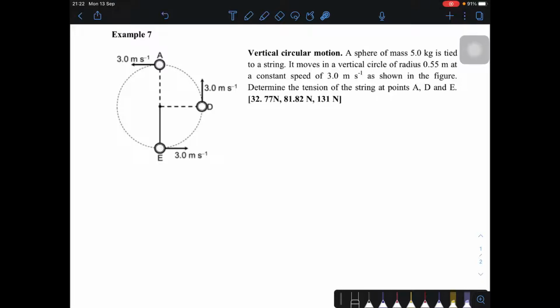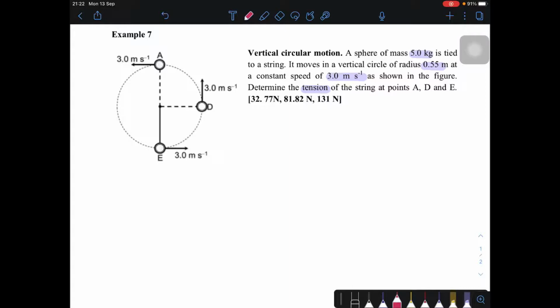Okay, so we have sphere which is connected at the end of a string. So this sphere, okay, will move in a vertical circle. So in this circular motion, and at each point, we need to find what is the tension of the string here. Okay, so we are given the mass of the sphere 5 kg and then the radius of the circle, which is, this one is the radius 0.55 meter and the speed 3 meter per second.